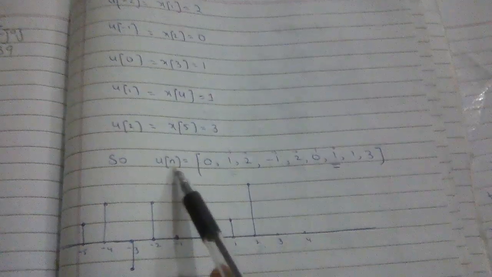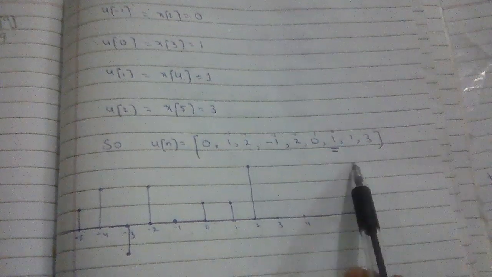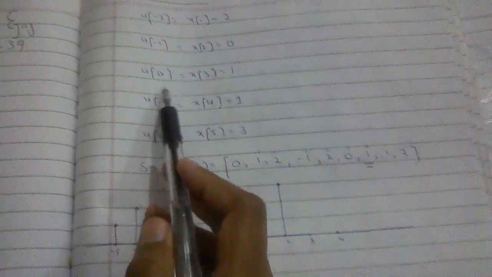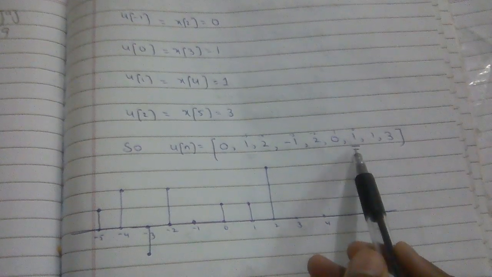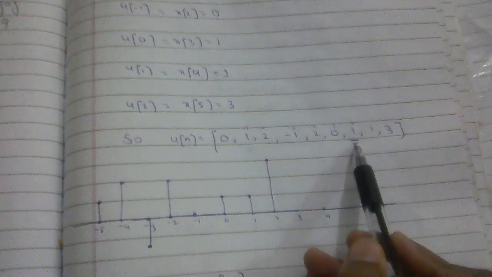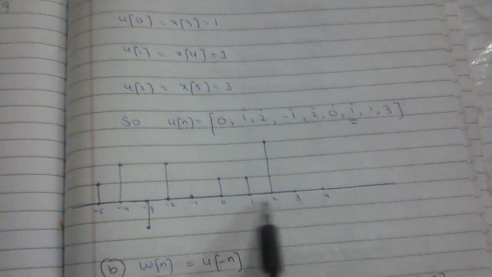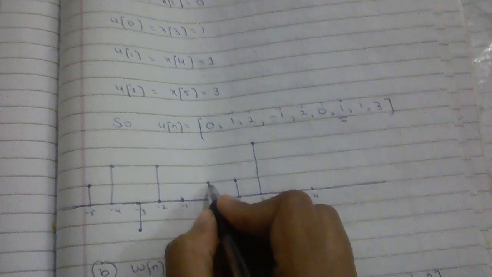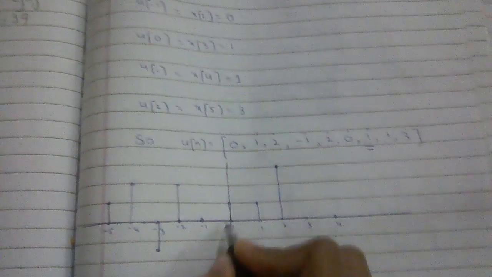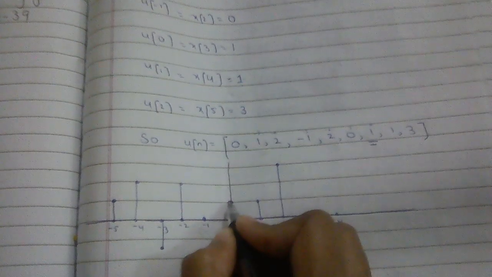Similarly, by putting different values of n, I have got my output u of n at this, and as we see, u of 0 is equal to 1, so now my index is shifted to this place, and I have drawn it like this, and this is my axis origin, and at origin I have one value. So this is my output.